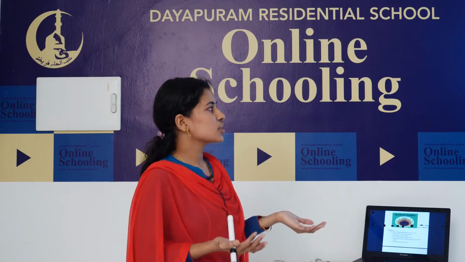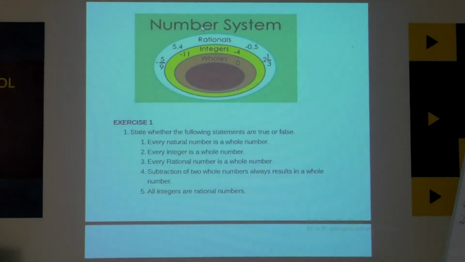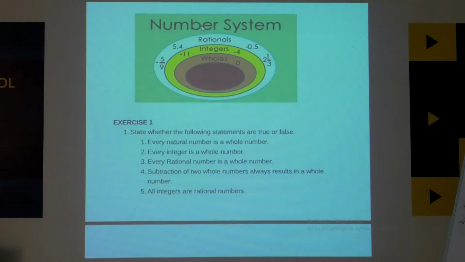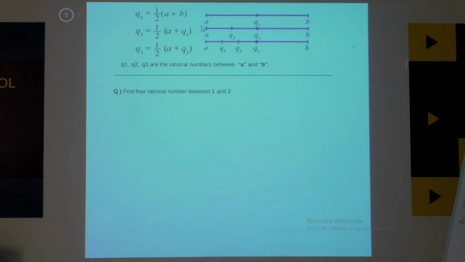What about every rational number is a whole number? It is not possible, because every rational number is in the p by q form, 2 by 3, 4 by 5, etc. It does not belong to the set of whole numbers. Subtraction of two whole numbers always results in a whole number? Is it possible? Subtraction of two whole numbers does not always give a whole number. It gives an integer. Next statement: all integers are rational numbers. Yes, it is true.